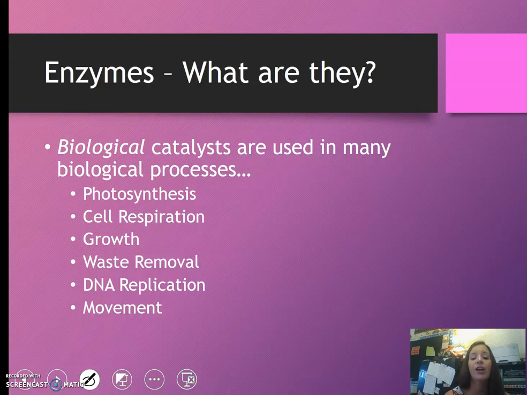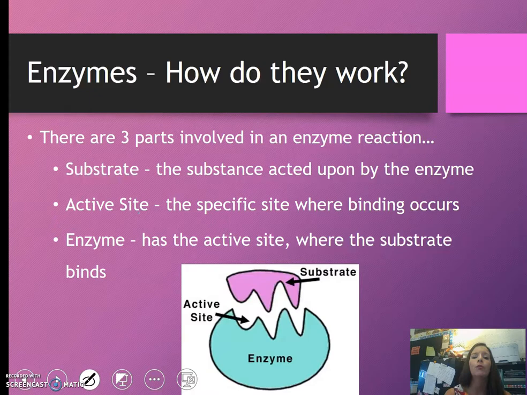So enzymes then, how do they even work? Well, there's 3 parts that are involved in this enzyme reaction. So you have the substrate first, which is the substance that's acted on by the enzyme. Then you have the active site. This is the specific site where the binding occurs. So if I were to trace this down here, that is the active site. And then the enzyme, of course, is what's going to attach to the substrate.